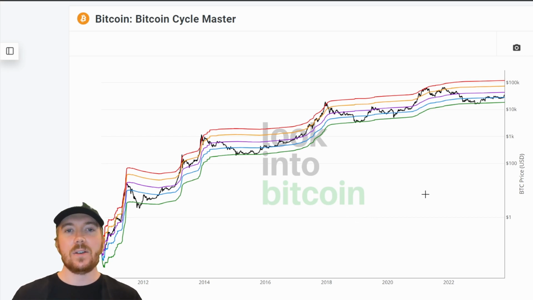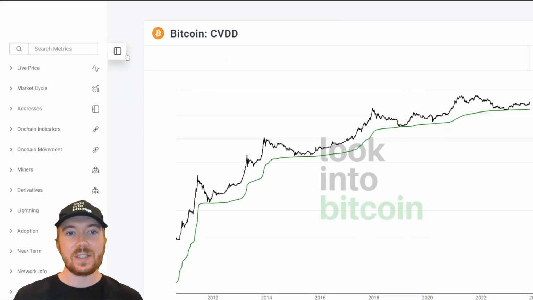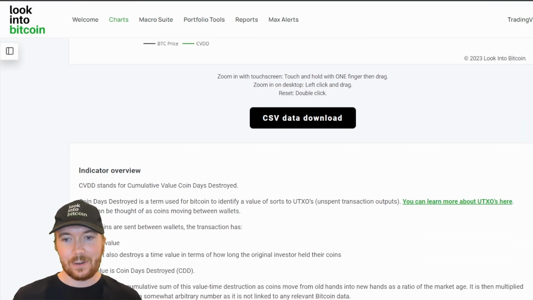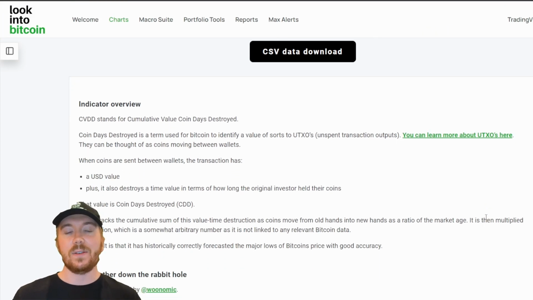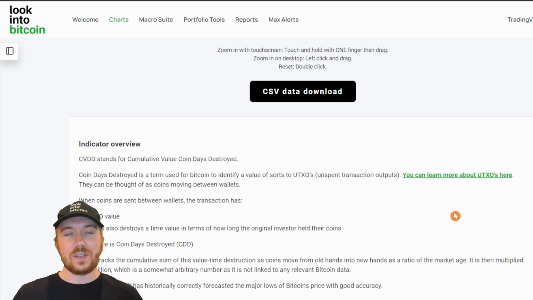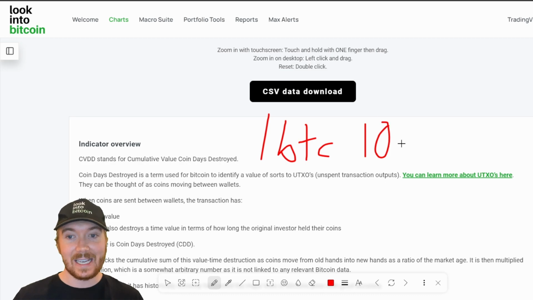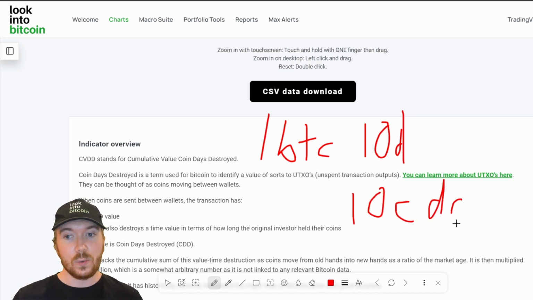So the two main components of this Bitcoin cycle master metric are the CVDD, which is the cumulative value of days destroyed. Now there's a little more explanation down here, but we can see that the cumulative value of days destroyed is taking the CDD, which is the coin days destroyed. As a quick example, coin days destroyed is looking at the amount of Bitcoin and the amount of time before it was sent from one wallet to another. So if I had one Bitcoin and it was held in my wallet for 10 days before I moved it, then I would have added 10 coin days destroyed to this metric.